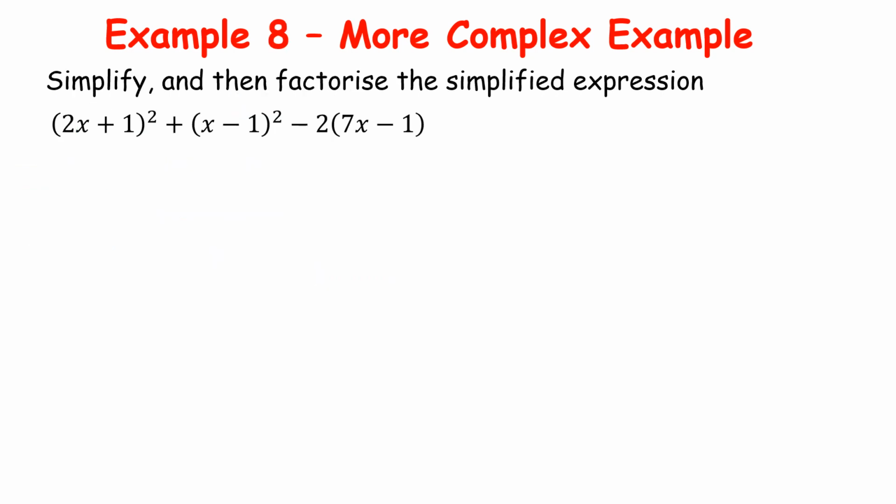So example 8, a more complex example. It asks us to simplify, then factorize the simplified expression. So we have a little bit of multiplication to do. Remember that squaring a bracket is the same as multiplying it by itself. So we have 2x plus 1 times 2x plus 1, plus x minus 1 times x minus 1. And then we have here a minus 2 by 7x by minus 1. So we end up with a minus 14x plus 2.